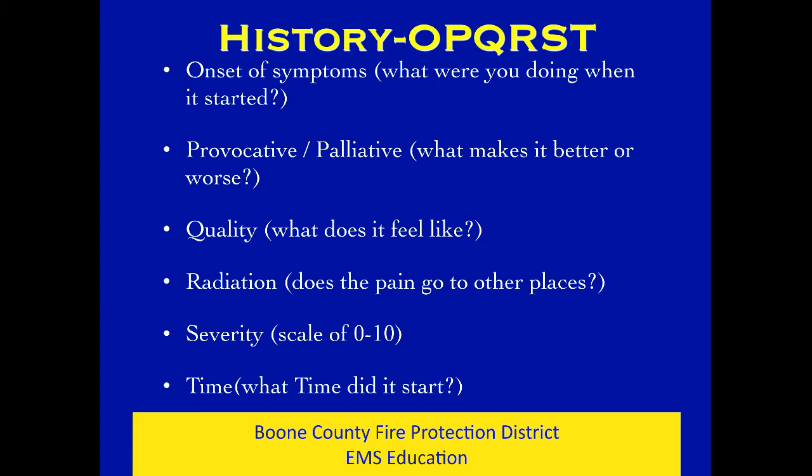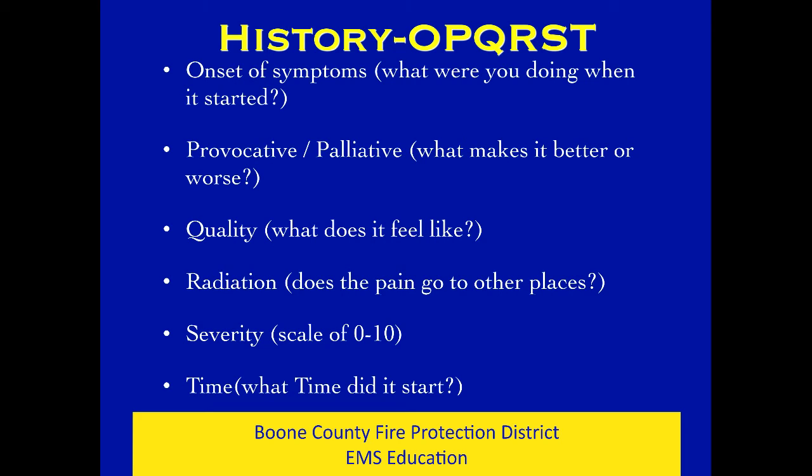So here's OPQRST. Now, OPQRST is another part of gathering history, but it really only applies to pain. And it can be any kind of pain. It can be chest pain, foot pain, tooth pain, head pain, butt pain. It doesn't really work for shortness of breath or nausea. Sort of does, but not completely. So really think of OPQRST as a way to drill down on a person's pain. The O stands for onset, and the way you ask that is, what were you doing when it started?